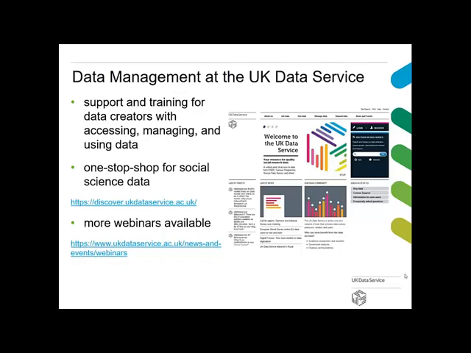So let's begin with a little bit about the UK Data Service. The UK Data Service is funded by the ESRC, the Economic and Social Research Council, and is a single point of access to a wide range of secondary social science data. And we provide support and training for data creators with accessing, managing, sharing and using data. This is delivered by staff based at various universities across the UK, including Essex, Manchester, Leeds, Southampton, Edinburgh and UCL. Now the UK Data Archive manages the UK Data Service and curates the data.